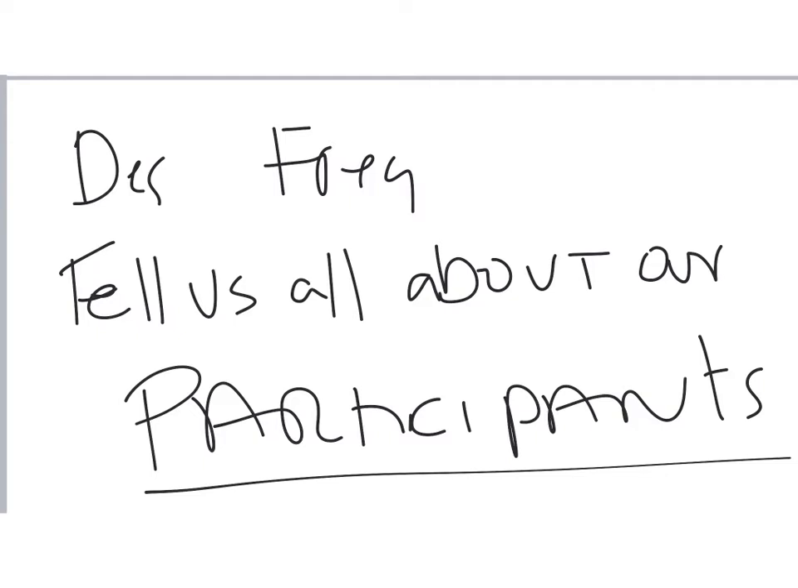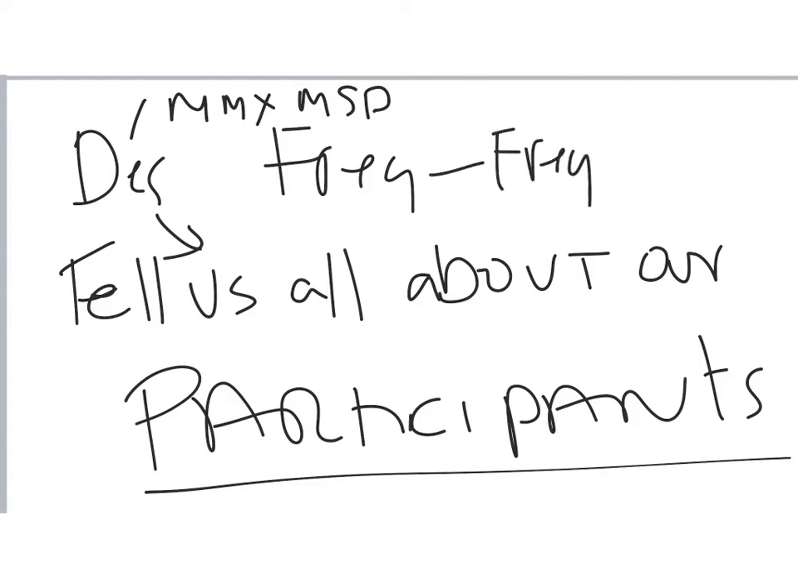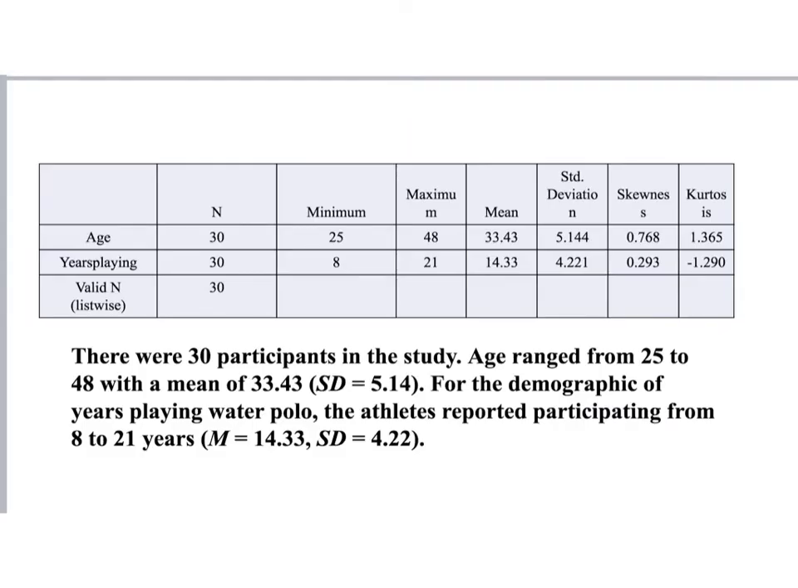So you need to know this number here, and then of course up here you need to know minimum, maximum, mean, standard deviation. And for the frequencies, you need to know frequency, which means how many of them are in that category, and it goes by percentages. So let's get into some data. As you can see here, this is an SPSS output, and we're talking about age and playing years.